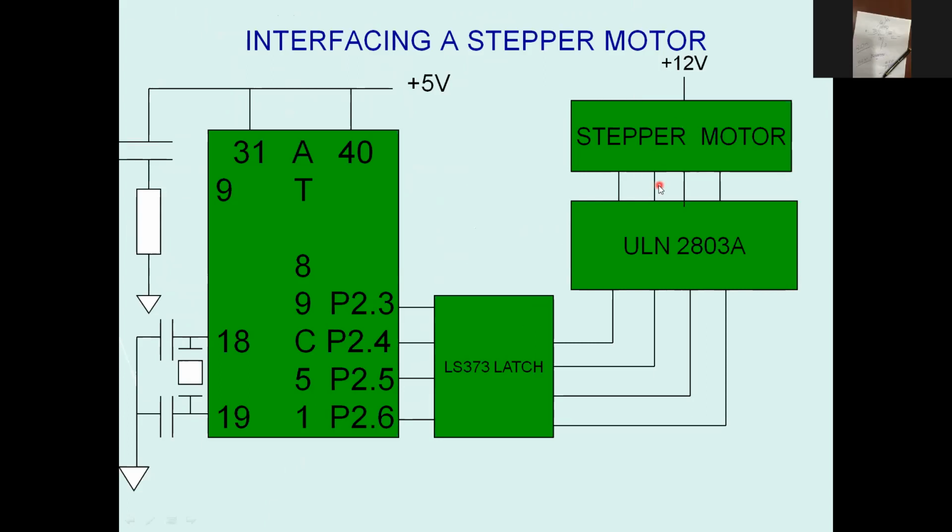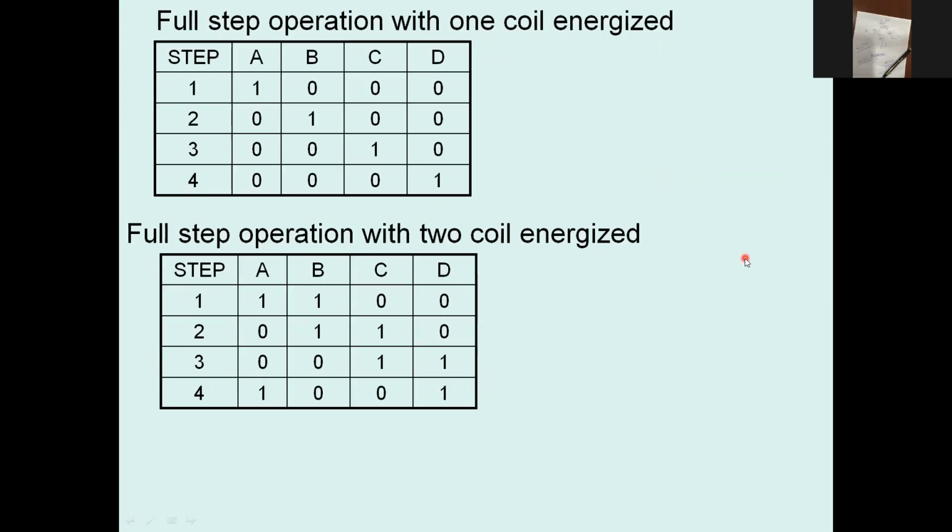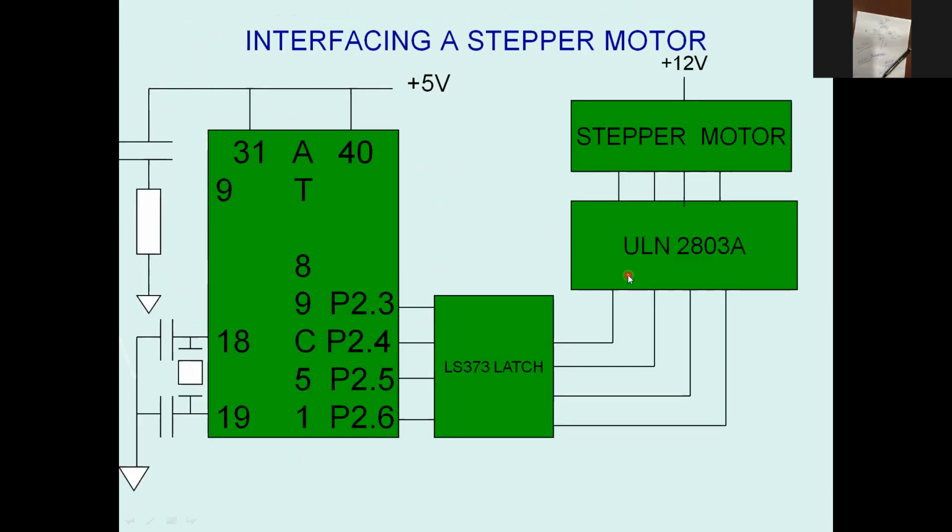this is the stepper motor. Four leads connected with ULN 2803. ULN 2803 is nothing but a power amplifier. It increases the power. This is a power amplifier IC. Previously, we were using transistors or something like that. Now there is an IC called ULN 2803. This is a latch IC. So these 4 lines A, B, C, D are connected with P2.3, P2.4, P2.5, and P2.6, right?